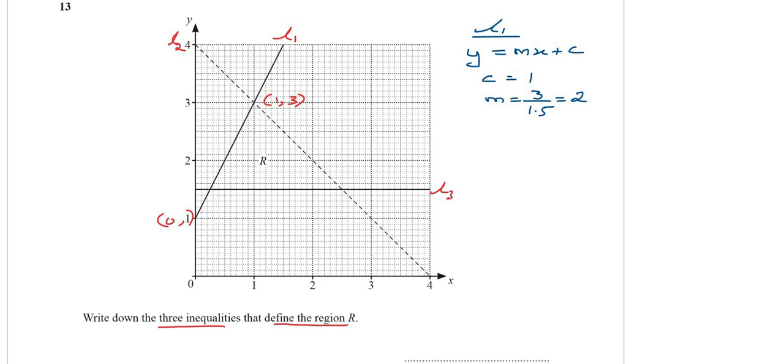Here this L1 line from 0, 1 is moving right, positive, and moving up, positive. That is why I use 3 by 1.5, y by x form. 3 by 1.5 is 2. I hope you understood up to here.